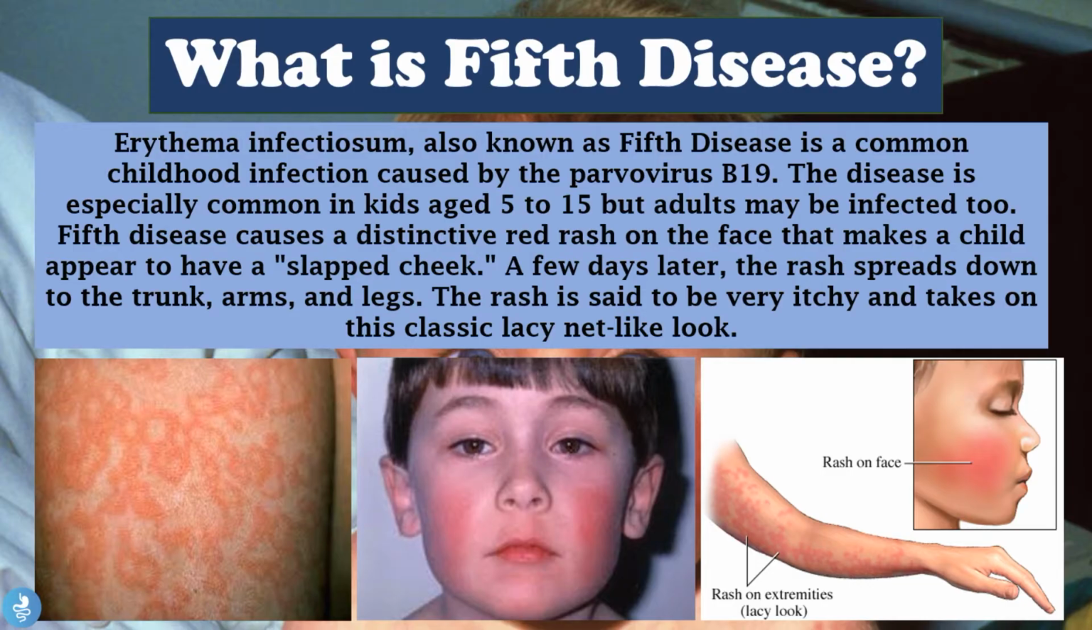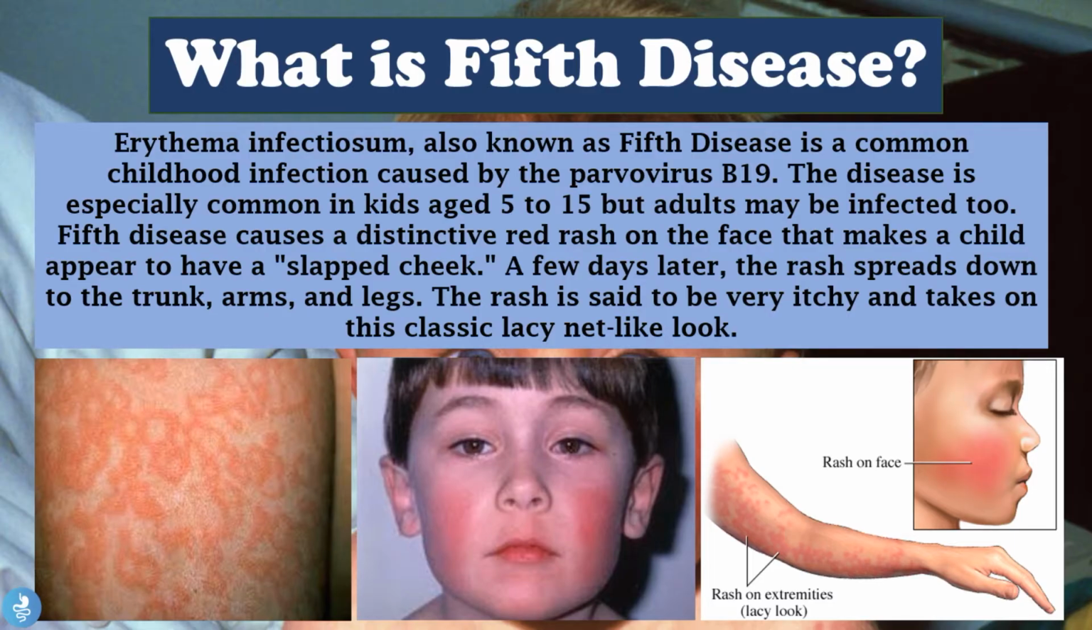Fifth disease causes a distinctive red rash on the face that makes the child appear to have a slapped cheek. A few days later, the rash spreads down to the trunk, arms, and the leg. The rash on the body is said to be very itchy and takes on the classic lacy net-like look.